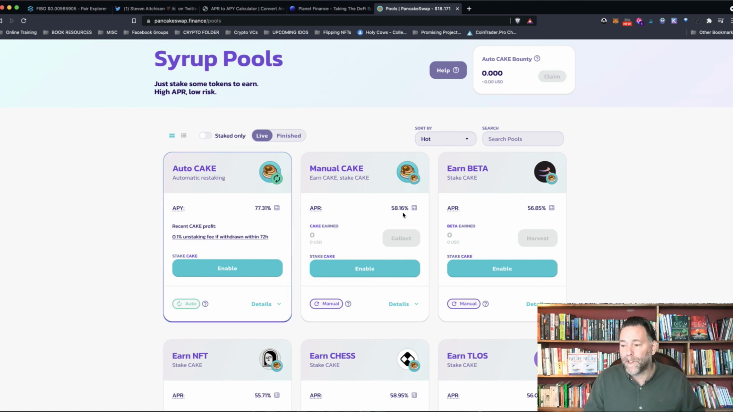But with auto compounding, it will take out the interest that you've earned and put it back in to the cake token. So it buys more cake for you, so you're getting cake all the time. So it's building up your cake stake, so to speak. That's why there's a difference.